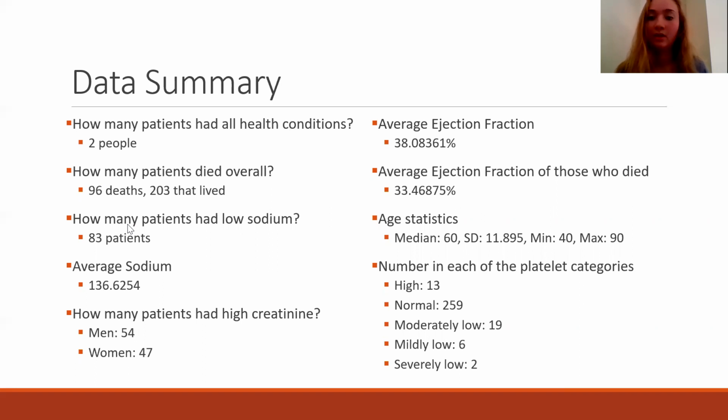The overall average ejection fraction percentage was 38%, which is much lower than the normal range of 50 to 75%, and below 40% is considered a high risk for heart failure. The average ejection fraction of those who died was lower at 33%. And the age variable had a wide range from 40 to 90 with an average of 60. Most people in this data set had a normal level for their platelet count, with only 2 out of the 299 patients having a severely low platelet count.